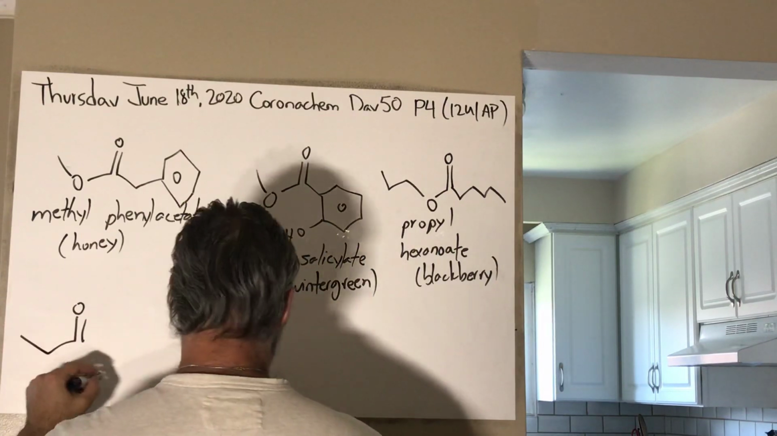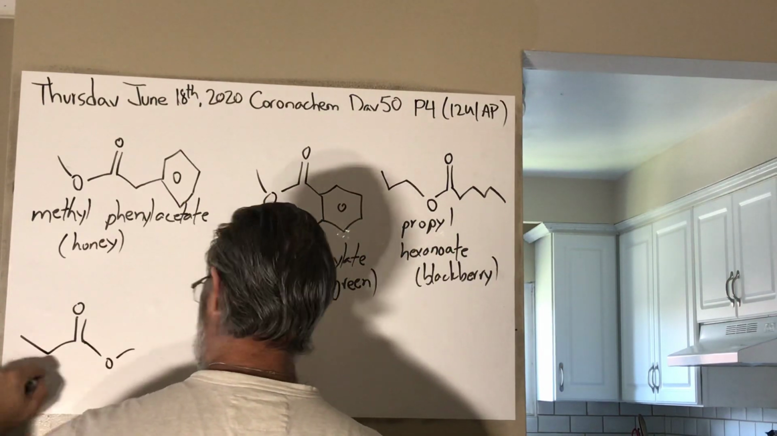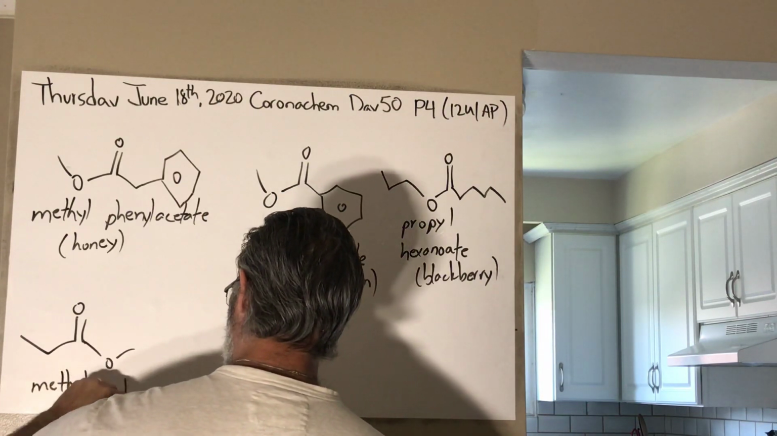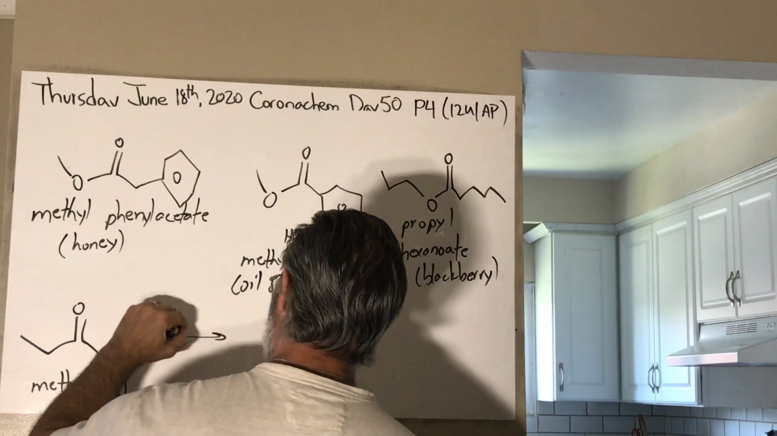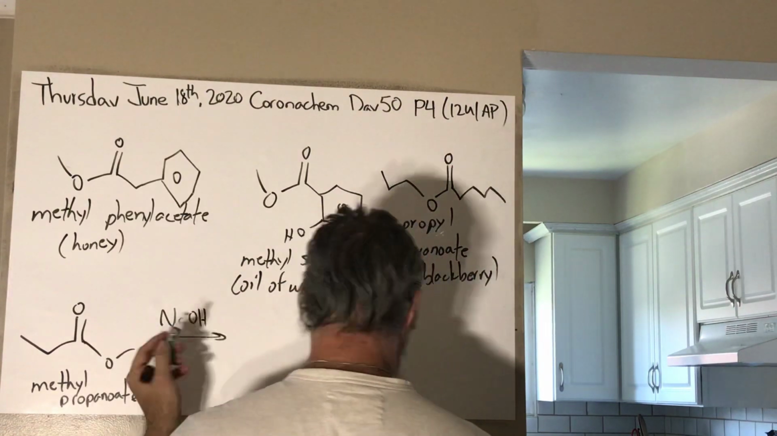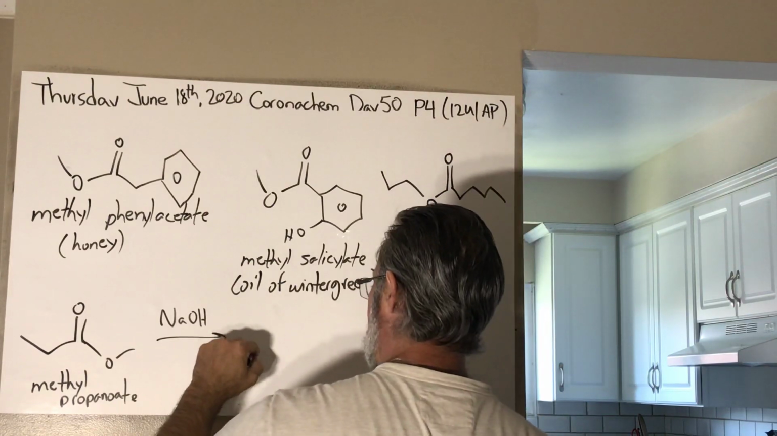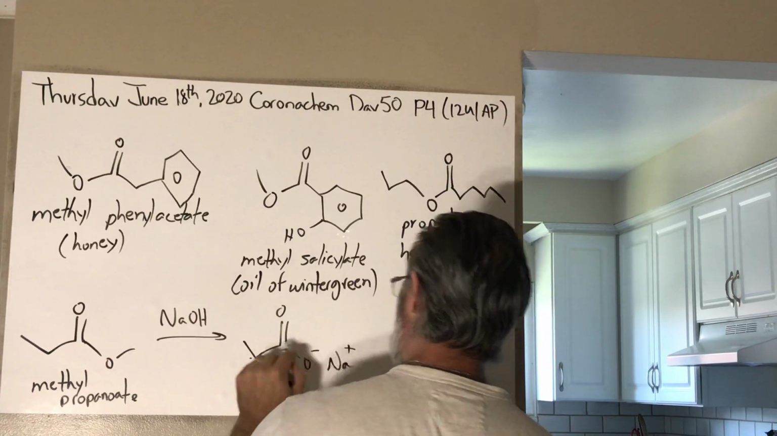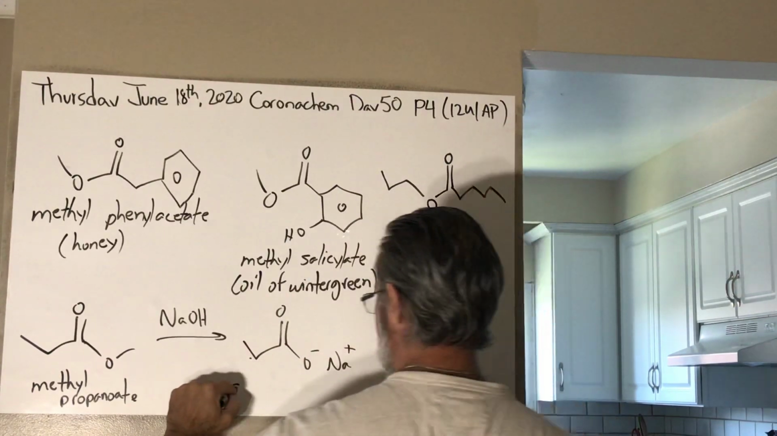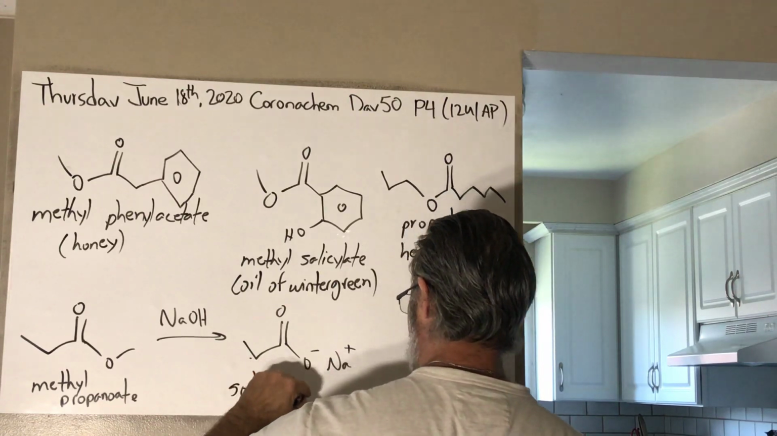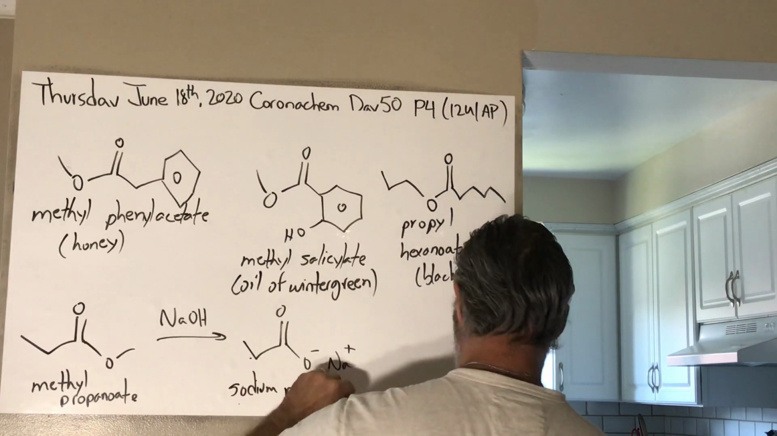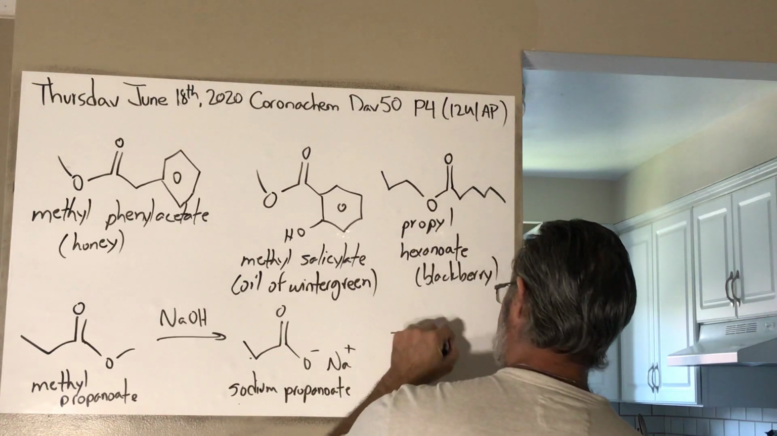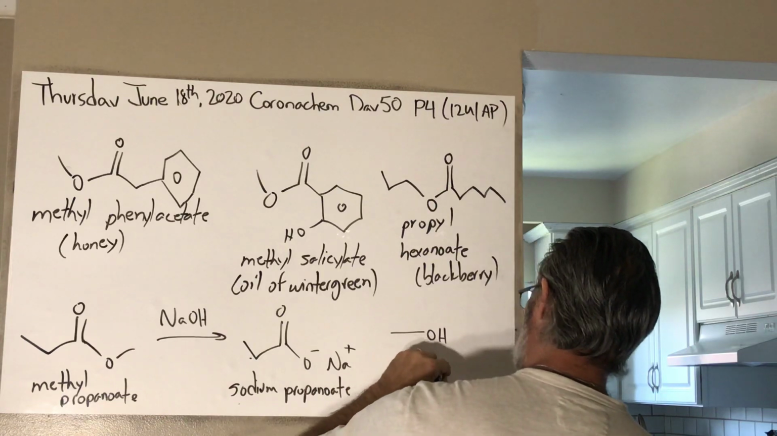here's methyl propanoate. Take methyl propanoate, add sodium hydroxide, any strong base will do, it doesn't have to be sodium, it could be potassium hydroxide, and you will get the sodium salt of propanoic acid, sodium propanoate. You get the conjugate base of propanoic acid with the sodium counterion, and you'll get methanol as your product.